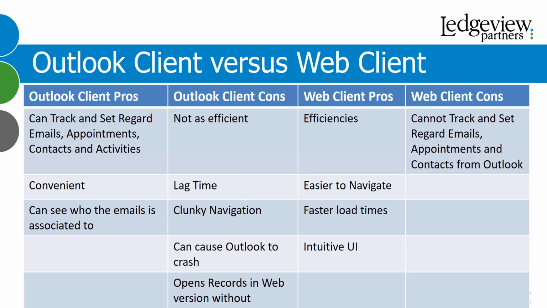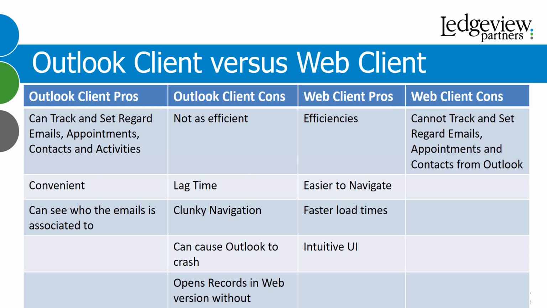It's convenient because you spend most of your day in Outlook sending emails. So it's really convenient to be able to go into CRM through the Outlook client. It does have that capability. And you can also, without even going into CRM, see who the email is associated to. Now, this sounds like some really, really great features and abilities. However, there are some cons.